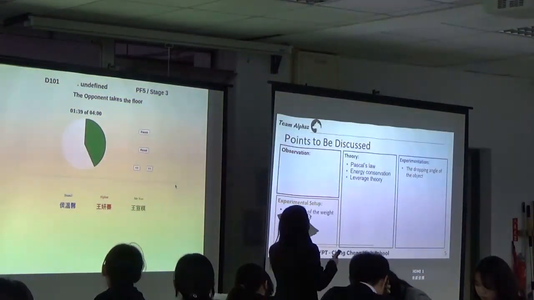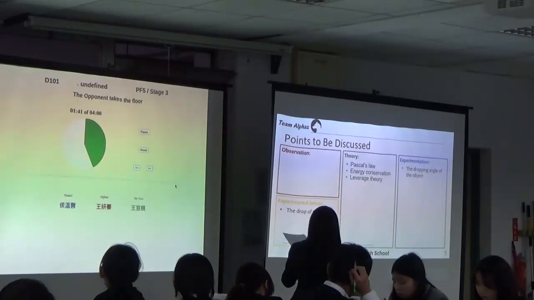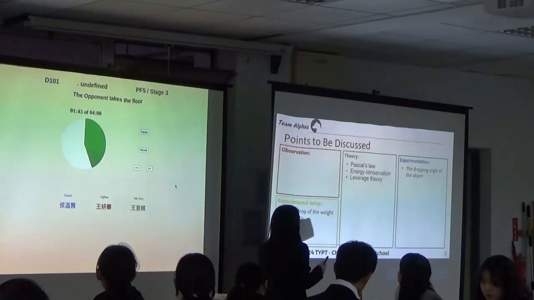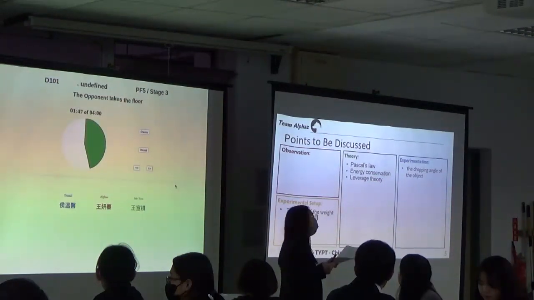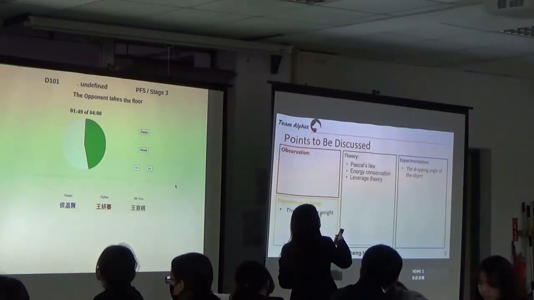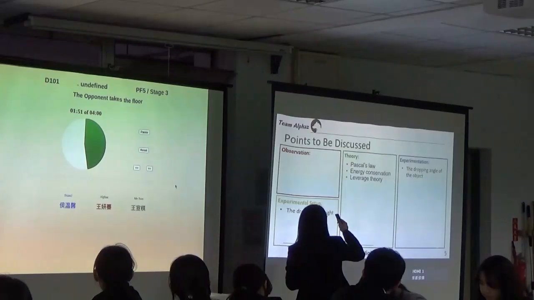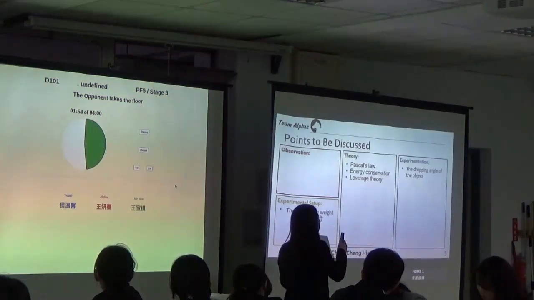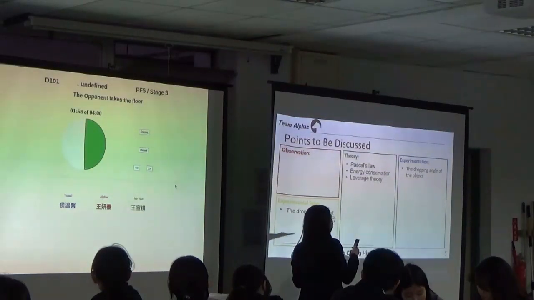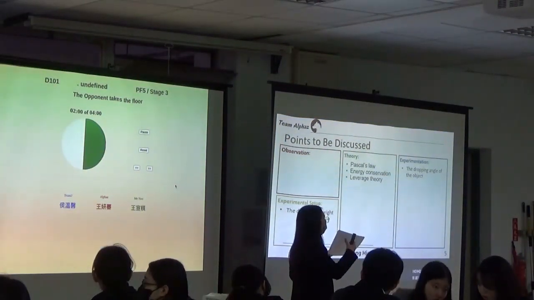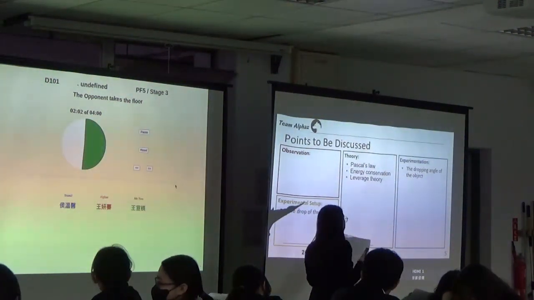And here are some points to be discussed, like the dropping of the weight and the dropping of the height, and the theory. For theory, I try to discuss the Pascal, the energy conservation, and the labor theory, and also the experimentation. I want to talk about the dropping angle, or the dropping condition of the object.